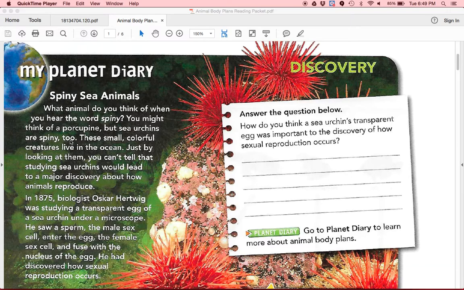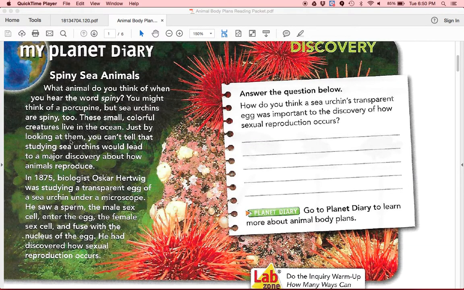animals reproduce. In 1875, biologist Oscar Hertwig was studying a transparent egg of a sea urchin under a microscope. He saw a sperm, the male sex cell, enter the egg, the female sex cell, and fuse with the nucleus of the egg. He had discovered how sexual reproduction occurs.